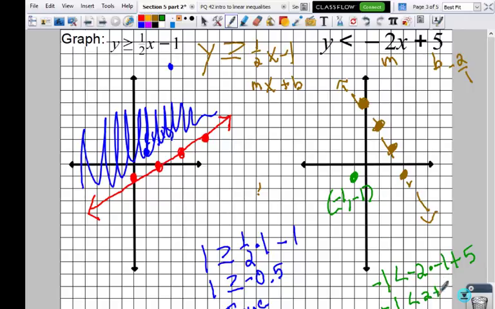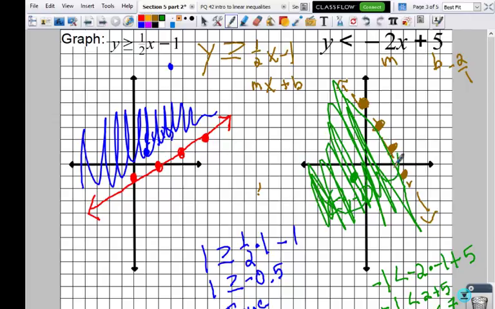So we got 2 and then plus 5, right? Which is 7. So I get -1 is less than 7. Is that true, Alex? Is -1 less than 7? Yeah, -1 is less than 7. That's true. Alright, so we're going to shade the true side, which is down here this time. One is good enough.